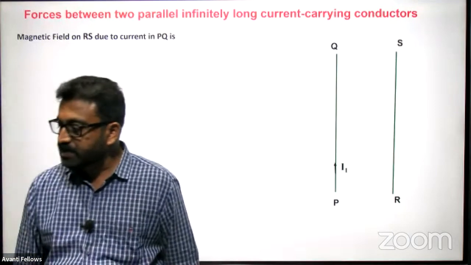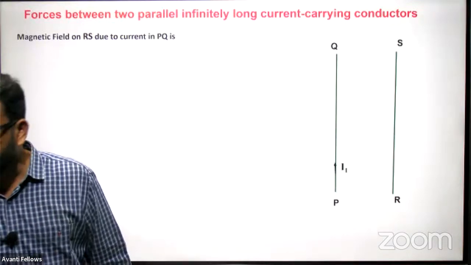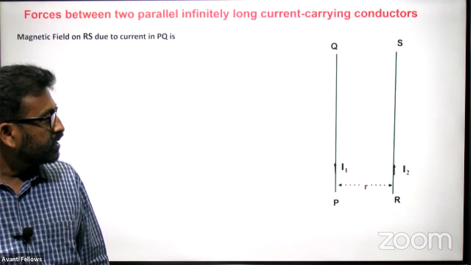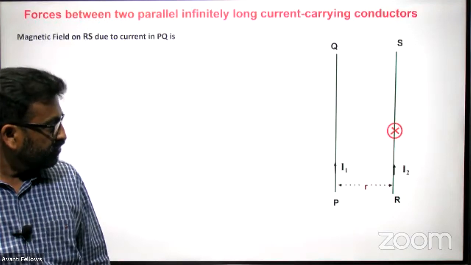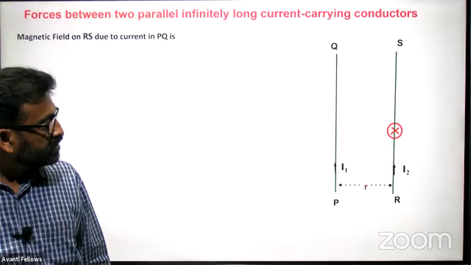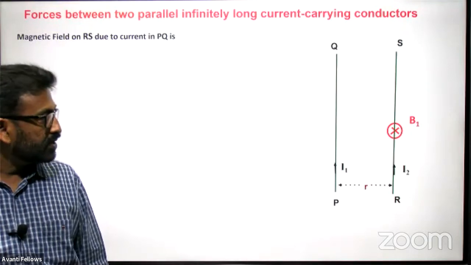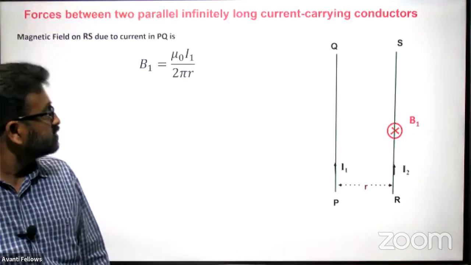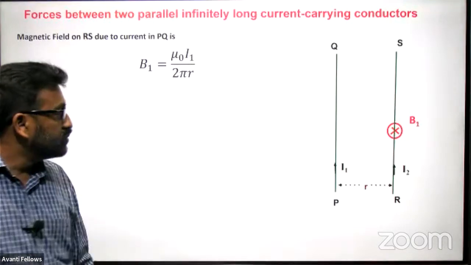Two current carrying conductors are there, PQ and RS. PQ is carrying a current of I1 and RS is carrying a current of I2. They are separated by a small distance R. All right. So this is developing a magnetic field. The first one, I1, is developing a magnetic field B1, which is inward. See, it is backside of an arrow. So B1 is inward. B1 will be equal to mu 0 I1 by 2 pi r.